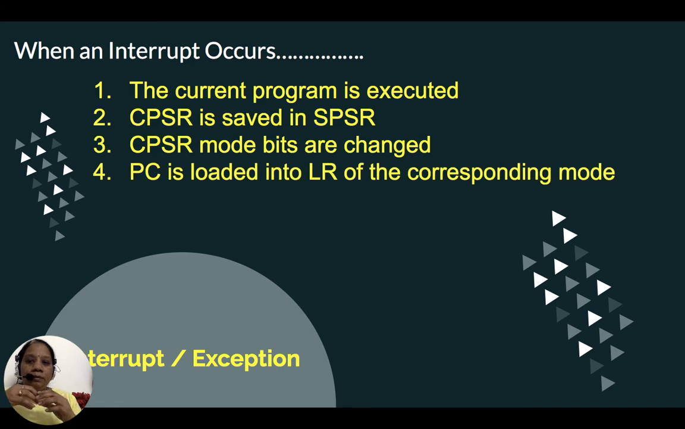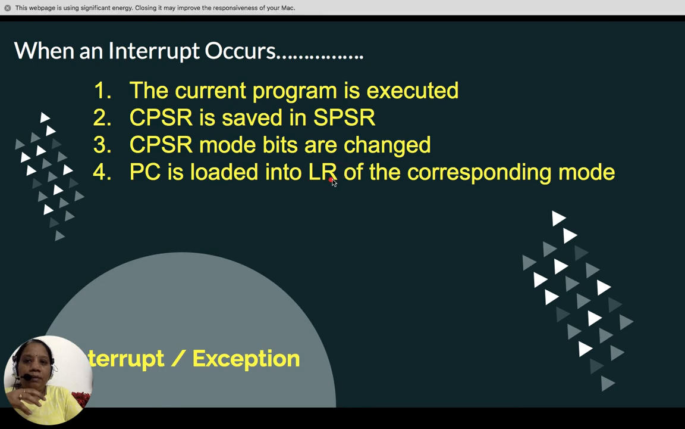Your PC, whatever is your PC content, because your PC will be pointing to the next instruction, right? Suppose you were executing the ith instruction, your PC will have I plus 1. So this I plus 1 content from PC will have to be taken and loaded into your link register. Now again, this link register also is banked, right? So suppose you're moving into undefined mode, your undefined mode will have its own link register. So you have to load the PC content into the link register of the undefined mode, the corresponding mode.